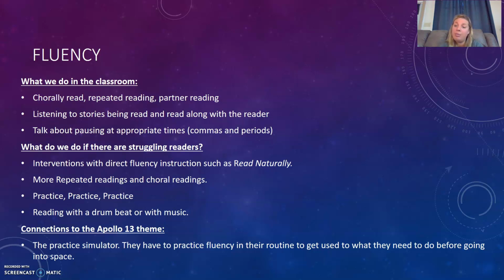Talking about pausing at appropriate times. So where to take a breath. At commas, that's a great place to pause and take a breath. At the end of a sentence is a great way. That way they're not taking a breath after every single word.